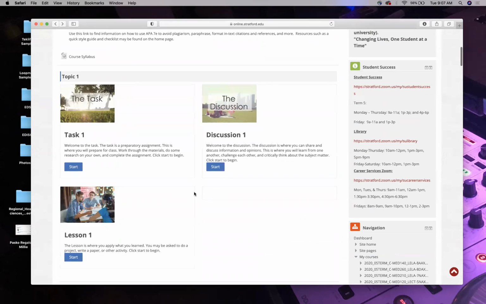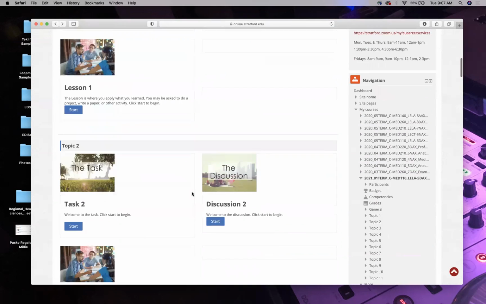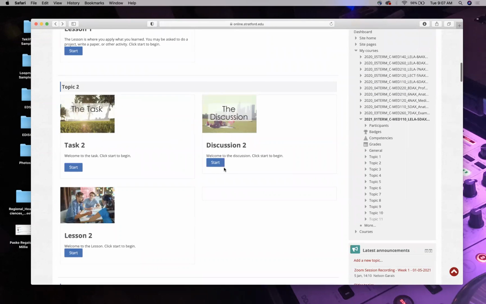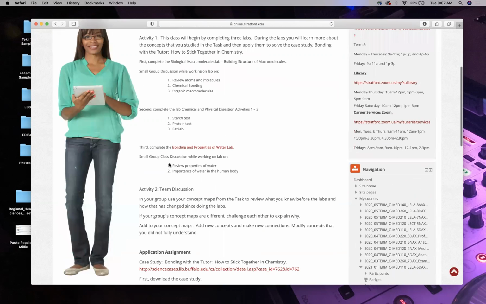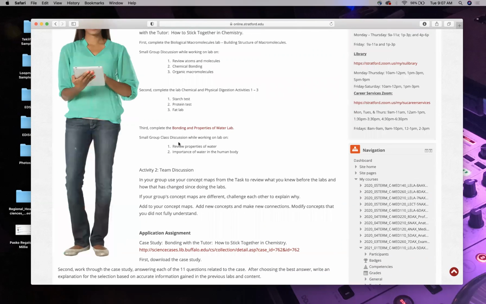Discussion 2 is 200 to 250 words minimum, right? And make sure you have your 7th edition APA format. And your lesson 2, look down here, right? And here's the same notes.